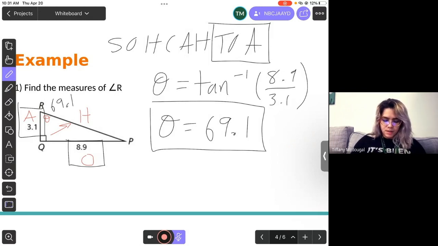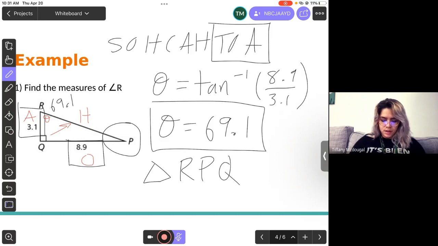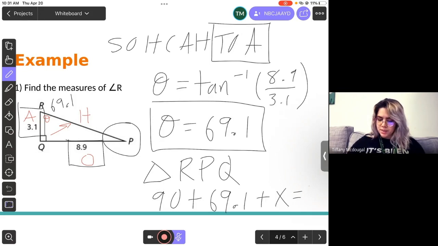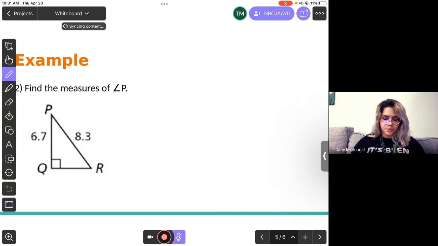Now, if I wanted to find the measure of angle P right here, I can do the same thing. I can do inverse trigonometry, or I could use the fact that I know that all three angles of a triangle sum to 180 degrees. And I know that one of them is 90. Now I know that the other one is 69.1. And then if I wanted to figure out that missing angle, I could just solve for x. All right, let's look at another example.